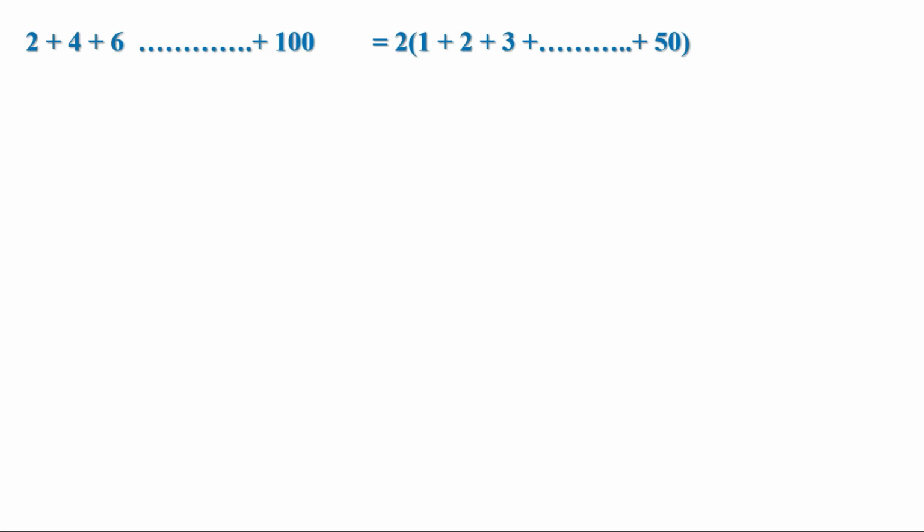Let me take first 50 even numbers, that is 2 plus 4 plus 6 plus up to 100. Now 2 is a common factor. Taking 2 outside we can write 2 is 2 into 1, 4 is 2 into 2, 6 is 2 into 3 and lastly 100 is 2 into 50. This is sum of first 50 natural numbers. And we know it is 50 into 51 by 2. So we can write it as 2 into 50 into 51 by 2. 2 and 2 get cancelled and 50 into 51. And that is equal to 2550. Now let us generalize.